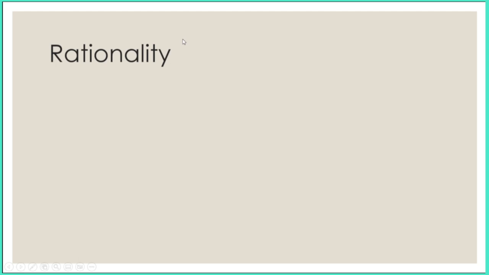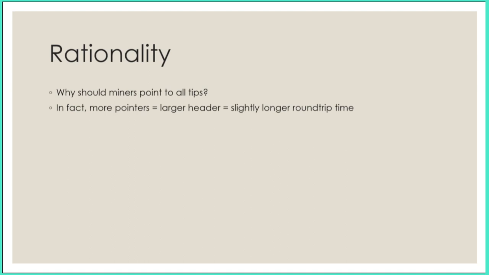Okay, so I talked about efficiency. I haven't talked about why this thing is secure yet, but I do want to talk about rationality. I'll just remind you that the property I called rationality is that a rational miner, which wants to maximize profit, would in fact do what we said, would in fact point towards all of the tips. Why would a miner do that? In practice, a miner is incentivized not to point at a lot of blocks, because pointing at a lot of blocks would make his block heavier.